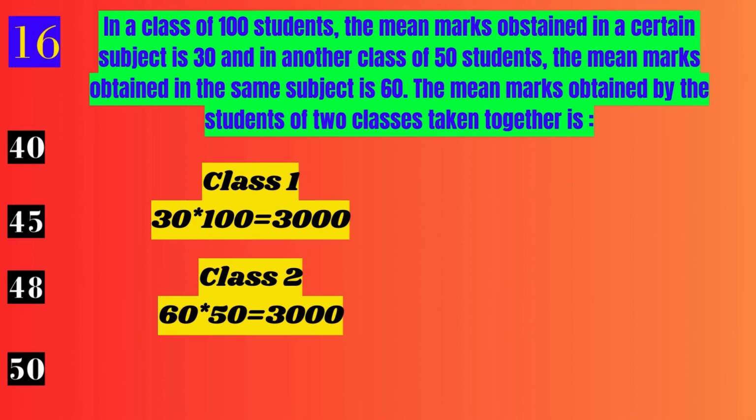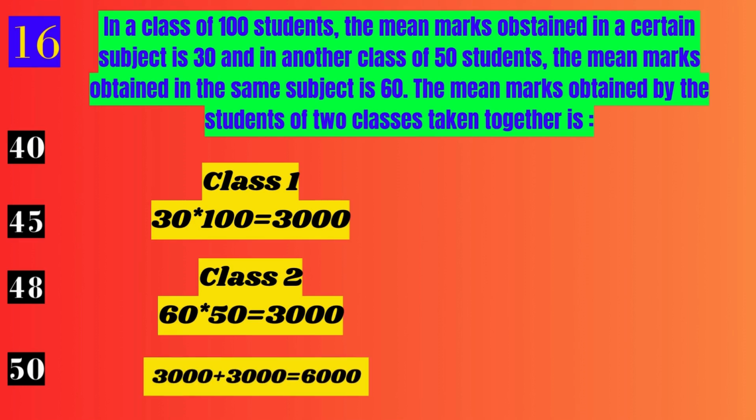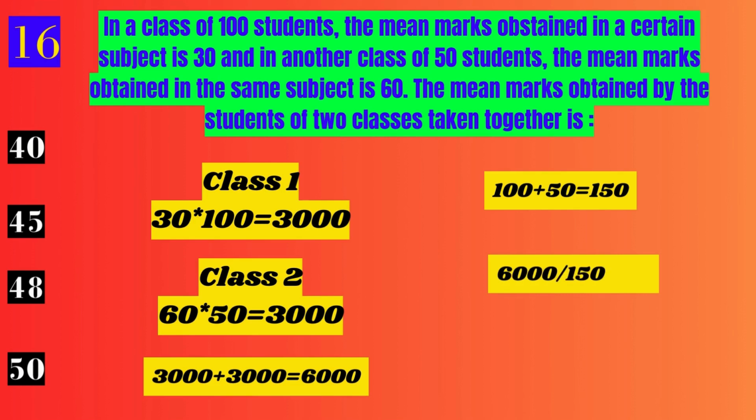Now, let's combine the 2 classes. Total marks for both classes equals 3000 plus 3000 is equal to 6000. Total number of students equals 100 plus 50 is equal to 150. Mean marks for the combined classes equals total marks divided by total number of students equals 6000 divided by 150 is equal to 40. So, the correct answer is 40.